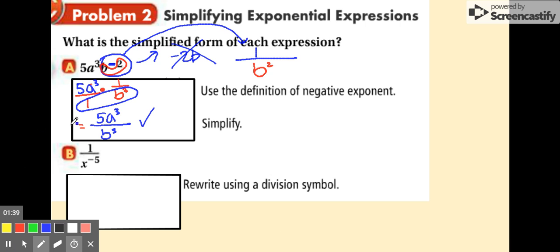So the next one, it's 1 over x to the negative fifth power. Okay, so now I'm going to rewrite using a division symbol. So 1 divided by x to the negative fifth power.